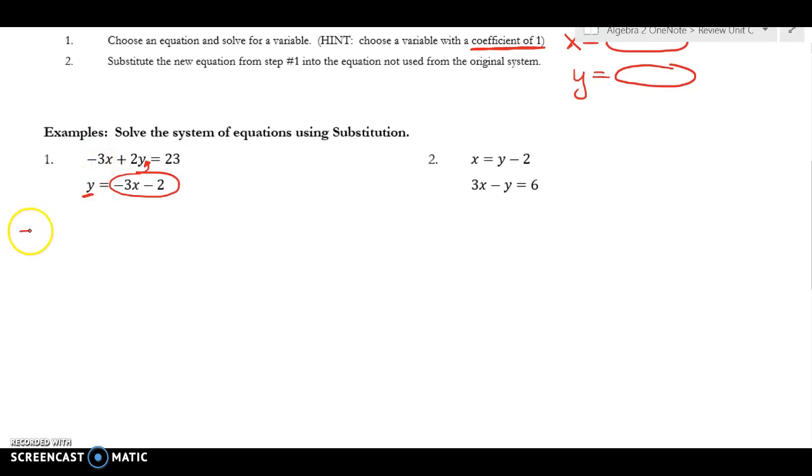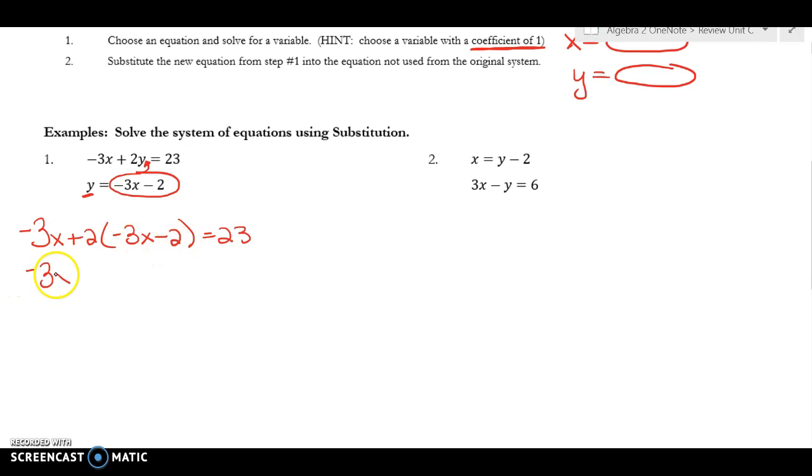So I rewrite the first equation, but instead of y, I put parentheses. And the thing that was circled goes in the parentheses. Now right here, you need to stop yourself and ask if there's one variable or two variables. If you still have two variables, you've plugged it in wrong. You should only have one variable after this first step.